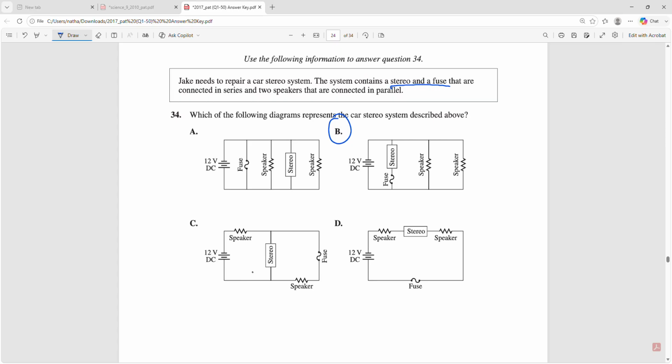Stereo and fuse in series. Let's look for a stereo and fuse in series. Here's a fuse and stereo, but those are in parallel. Here's a stereo and fuse in series, so that looks good. And then two speakers in parallel. There we have it. Two speakers in parallel. So the answer is B.